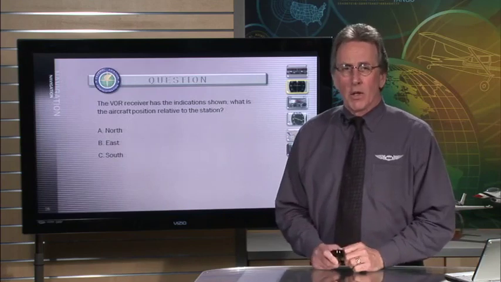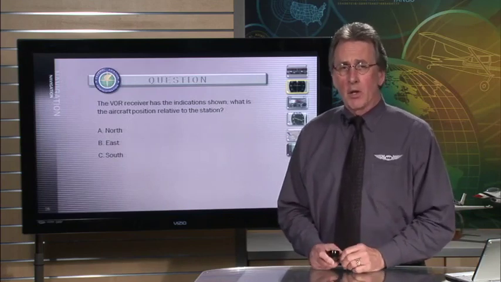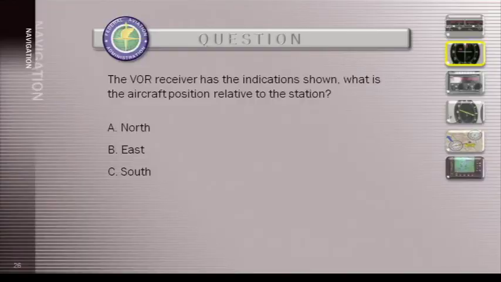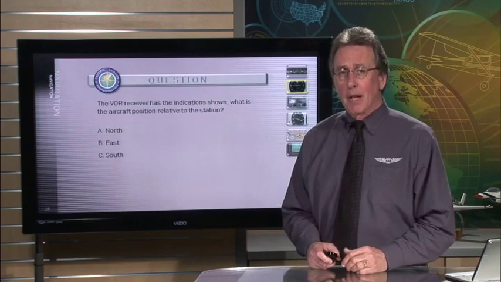A few test questions will ask you to identify your position using VOR navigation. Let's try one of these now. The VOR receiver has the indications shown. What is the aircraft position relative to the station? A, B, or C?